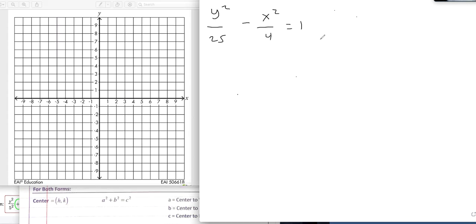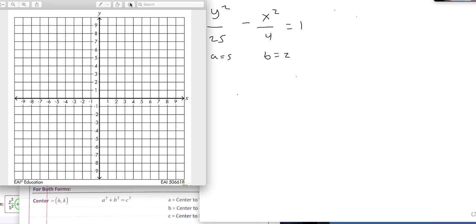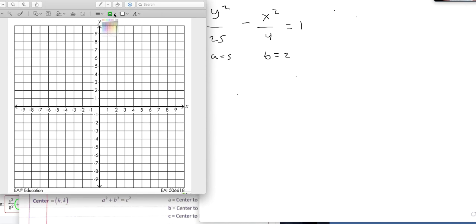So, getting this graphed, there's my pen. That 25 down there means that A equals 5, and that 4 down there means B equals 2. So if I pop over here, there's my center at 0, 0 because there's no H or K term showing.